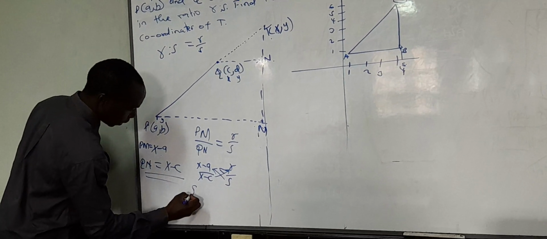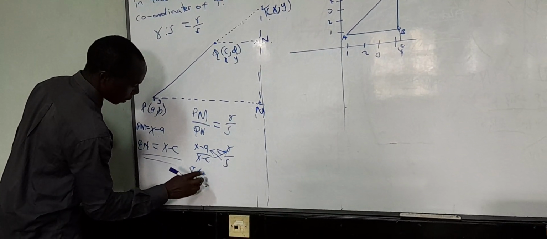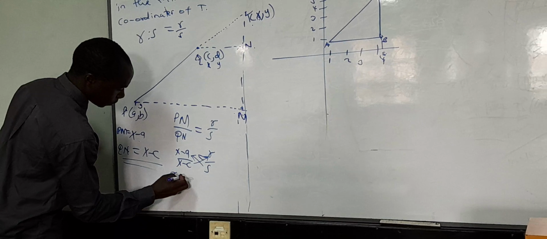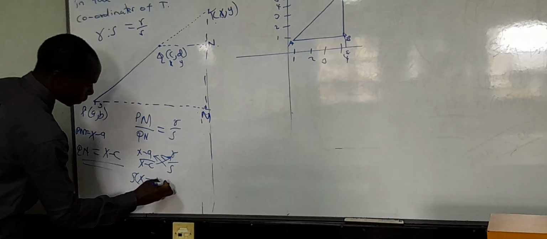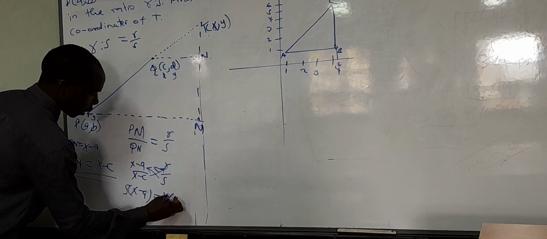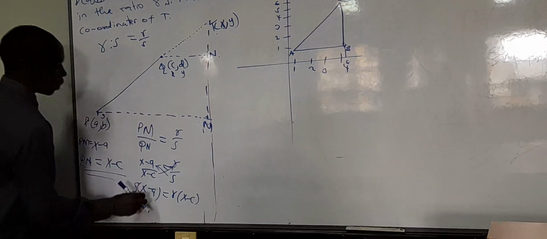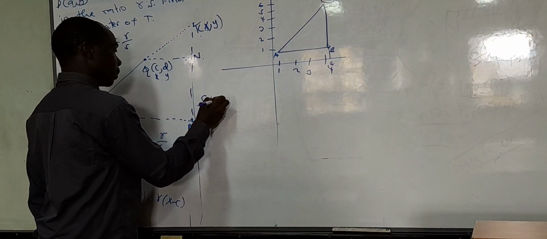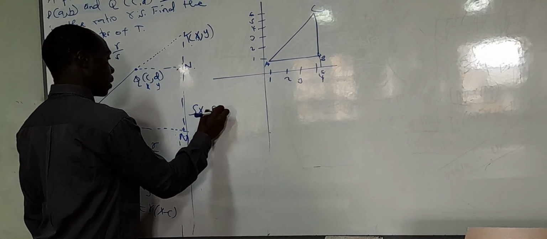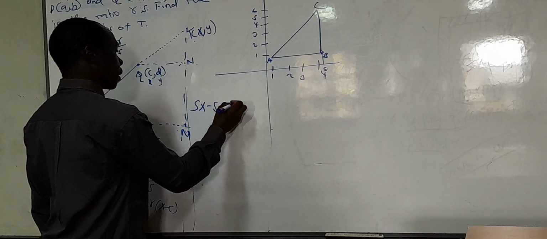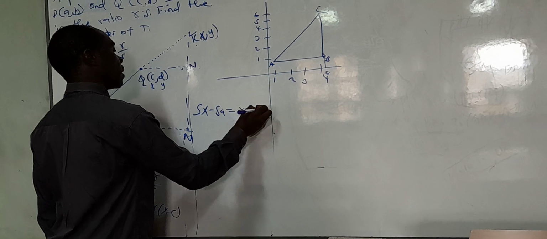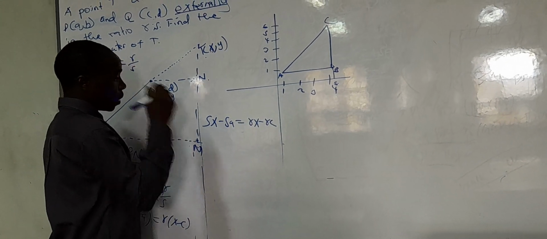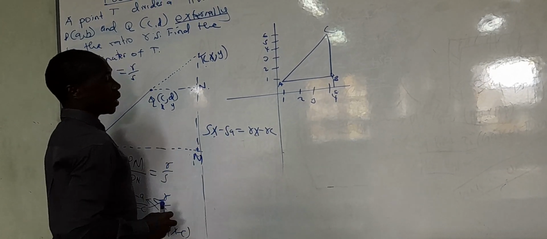You're going to have s(x − a) equals r(x − c). So if you open the bracket, you will have sx − sa is equal to rx − rc. So the x terms are similar.